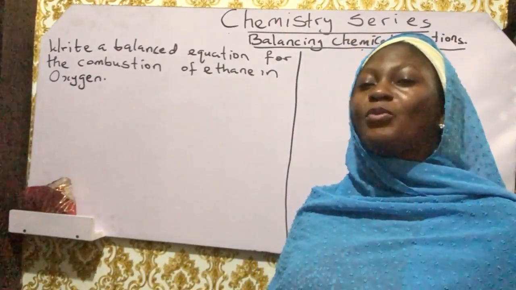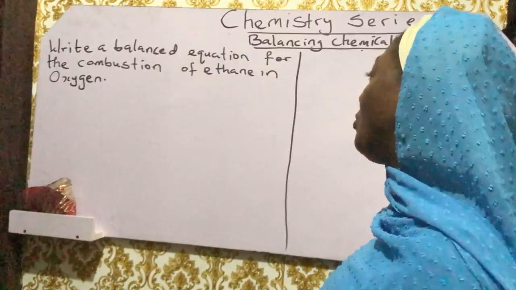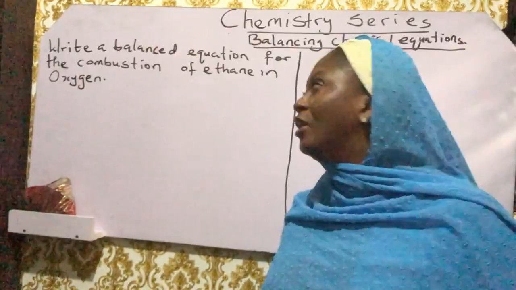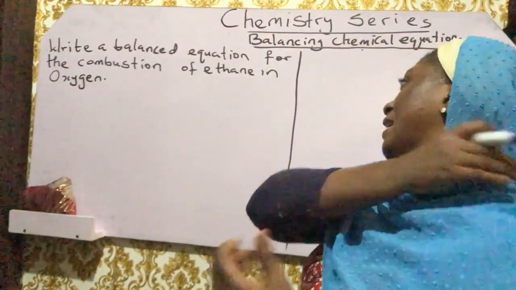In today's class, we are still on balancing chemical equation. We are going to be taking an example. Write a balanced equation for the combustion of ethane in oxygen.